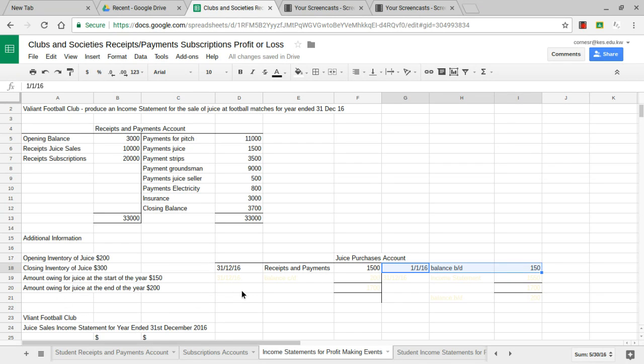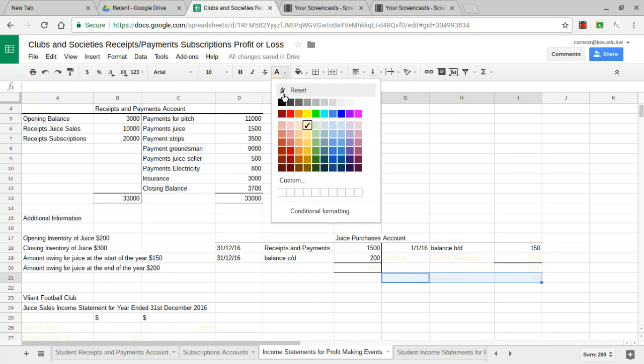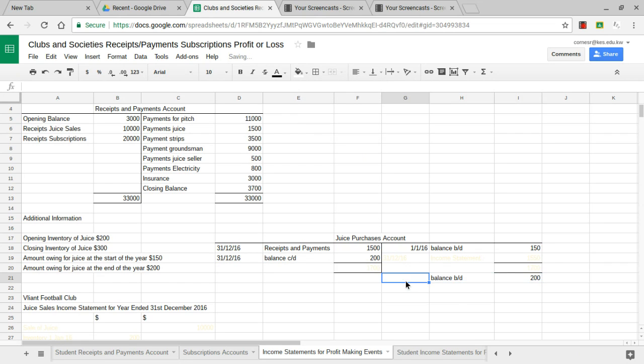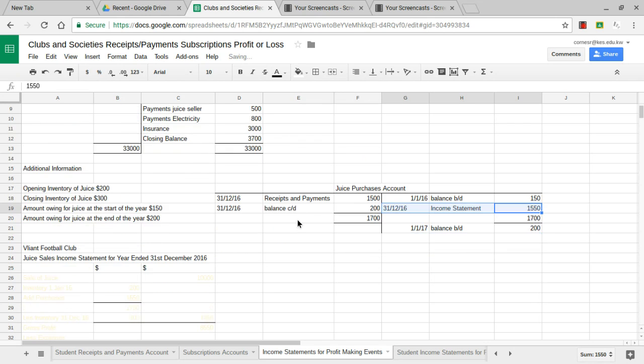Got an amount owed for juice at the end of the year of 200. That's going to increase the expense of buying juice. And also, if we think about the logic at the start of next year, that's going to be a liability again of the business. Okay, balance off the accounts as we've done before. 1,700, take away 150. The amount that needs to go to my income statement is 1,550.